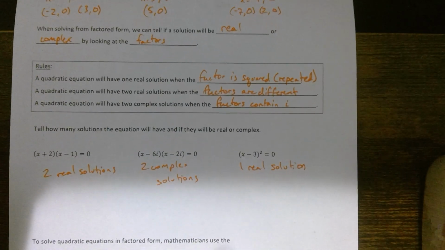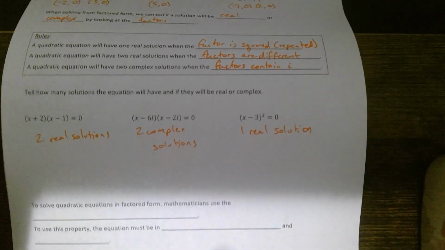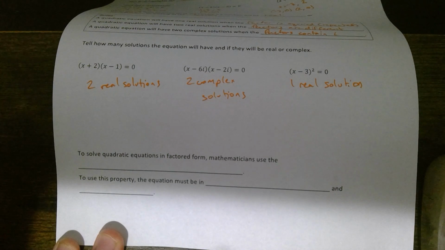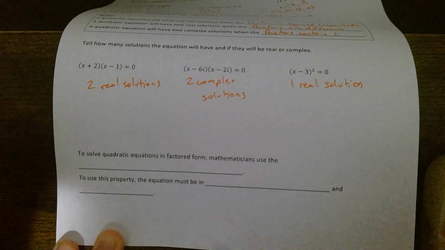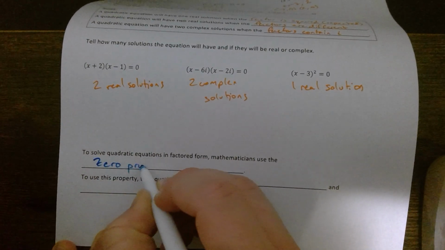All right, so we're going to go ahead and take a look real quick at this method that we're going to use to solve quadratic equations in factored form. And we're going to call this the zero product property.